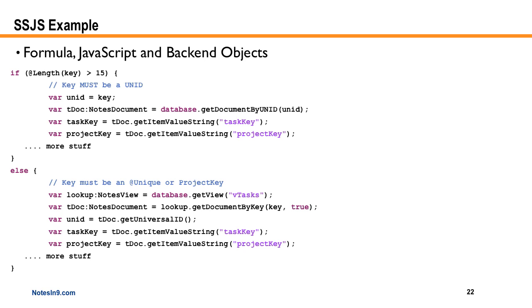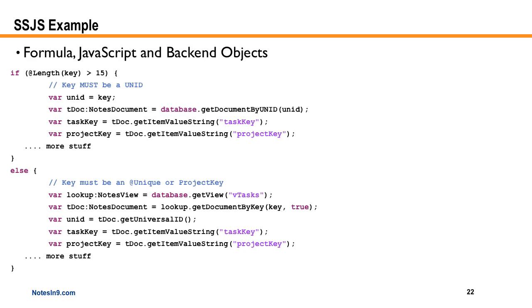And then I set my variables. So var is like a Dim statement, and you always want to use a var. Never forget the var. It has to do with scoping the object, and if you forget the var, it's going to ruin your day. Trust me on that. I've lost a couple of days to that. So var unit equals key. Okay, that's simple. Now the next line, tdoc.